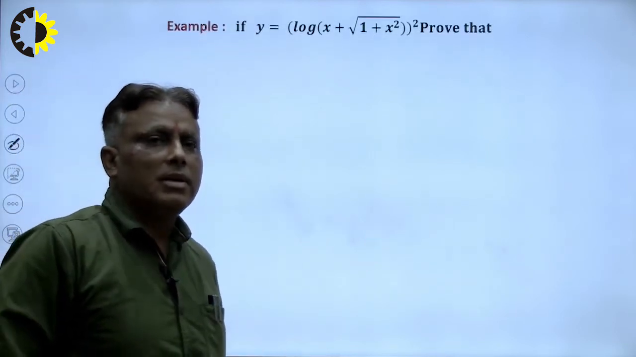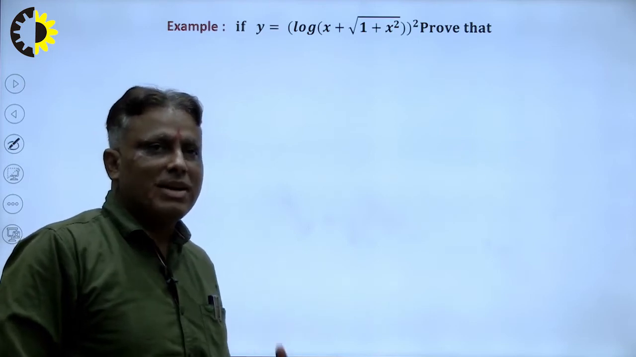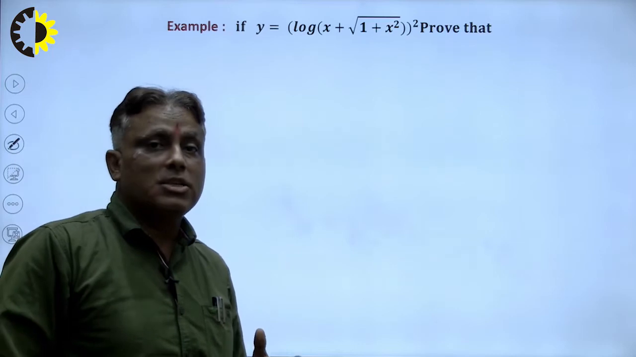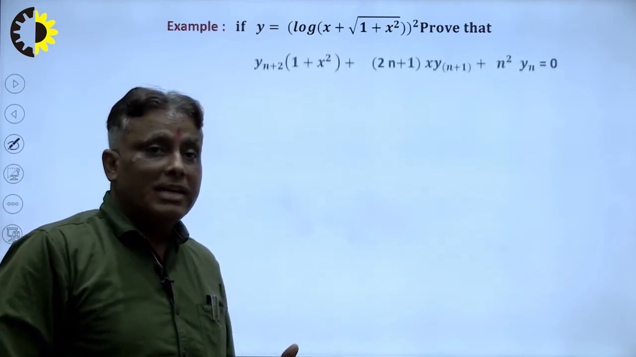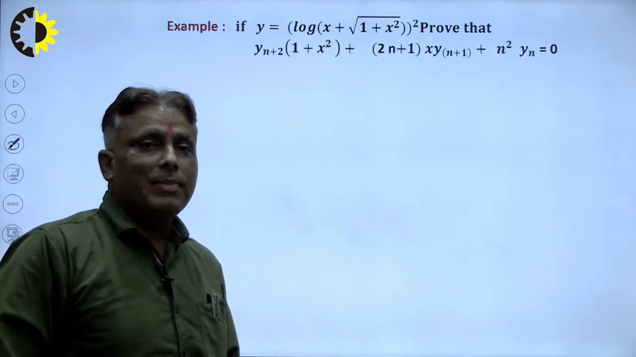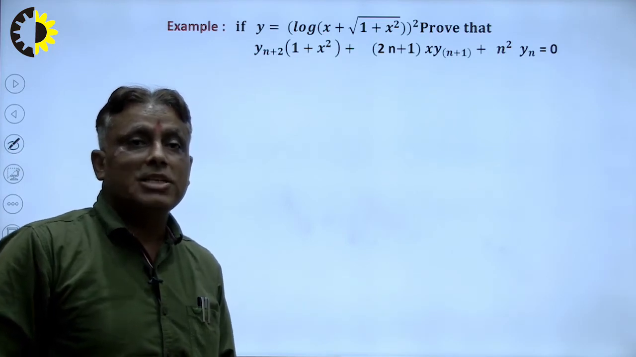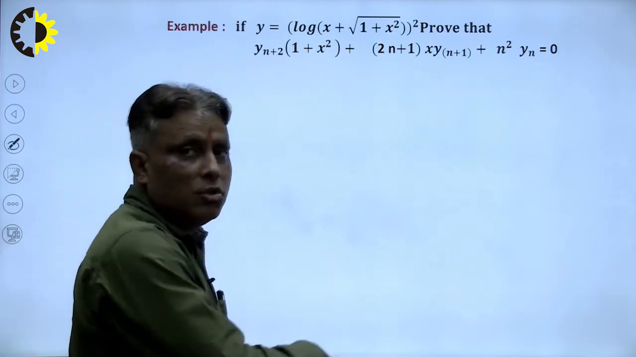So in this way we solve our problem. Now we consider another example that is very important. y is equal to log of x plus under root 1 plus x square, the whole raised to the power 2. Prove that the result is given here: (1 plus x square) y(n+2) plus (2n plus 1) x y(n+1) plus n square yn is equal to 0. This is 0 here, right?